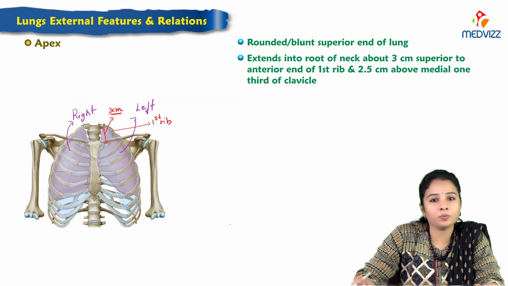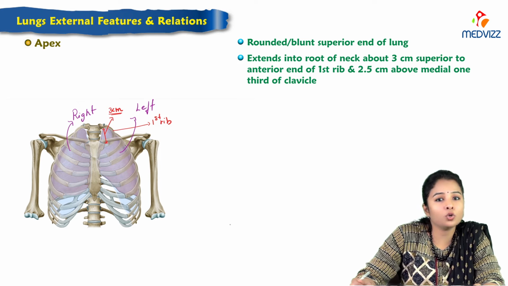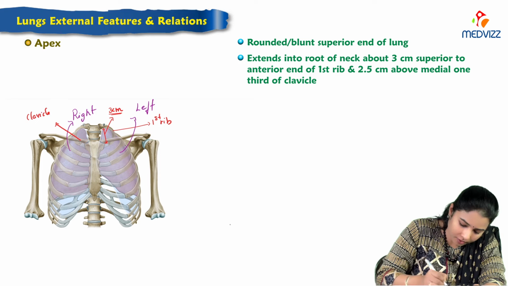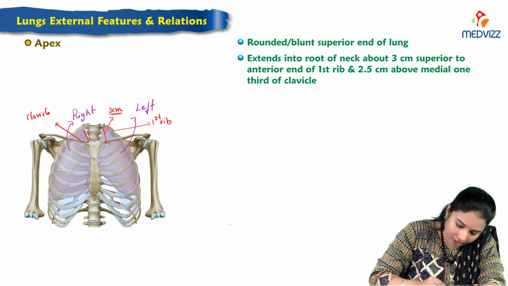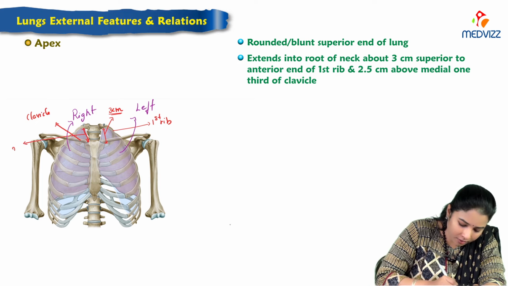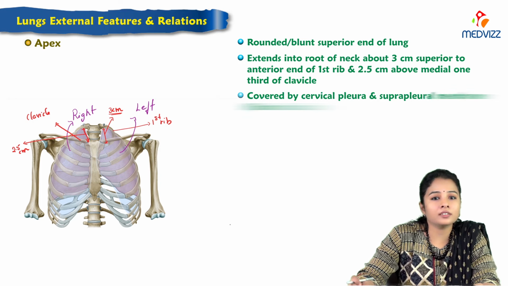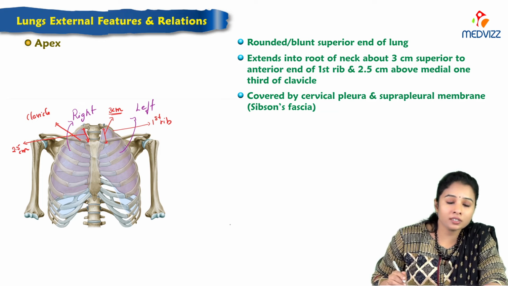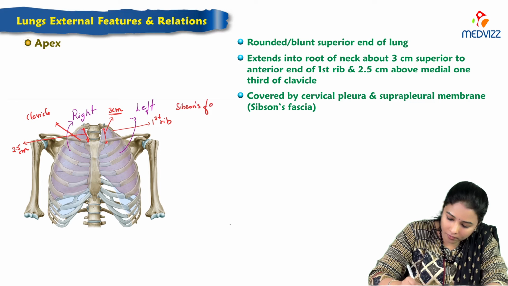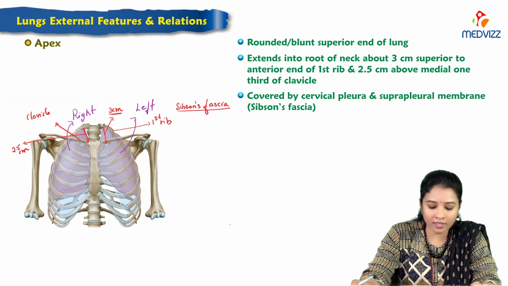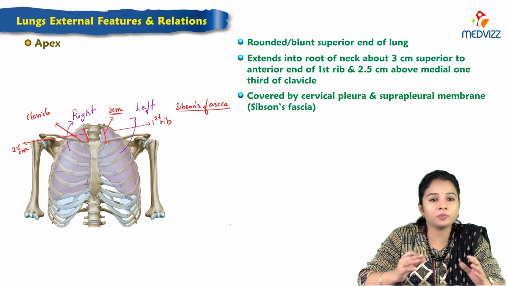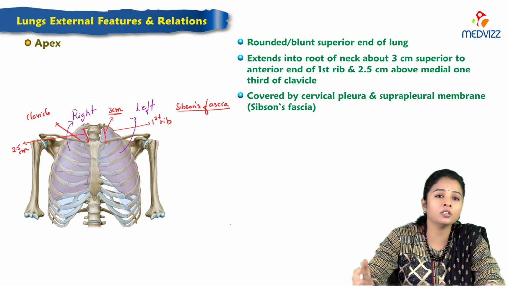So approximately 3 centimeters superior to the anterior end of the first rib, and 2.5 centimeters above the medial end of the clavicle, that is the medial one-third of the clavicle. Here is the clavicle, and this is the medial end of the clavicle. From the medial end to the apex, it is approximately 2.5 centimeters, and it is covered by the cervical pleura and suprapleural membrane, which is called Sibson's fascia. The suprapleural membrane, otherwise called Sibson's fascia, covers the apex of the lung and prevents the apex of the lung from bulging into the root of the neck during inspiration.